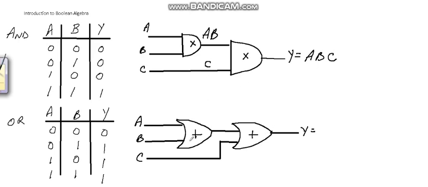Now, if we take a look at the OR gate, much the same way. I've got an A plus B right here, and then this input here is a C. So now I've got A plus B going in with C, so my Y is going to equal A plus B plus C.